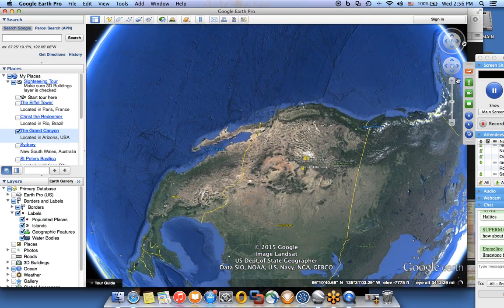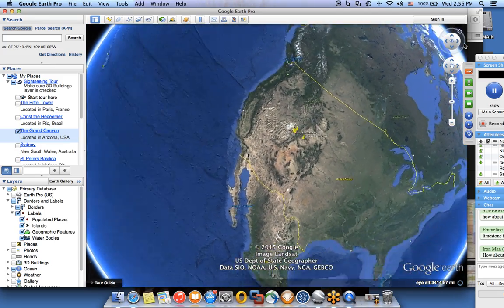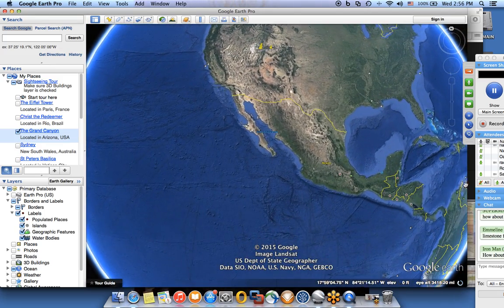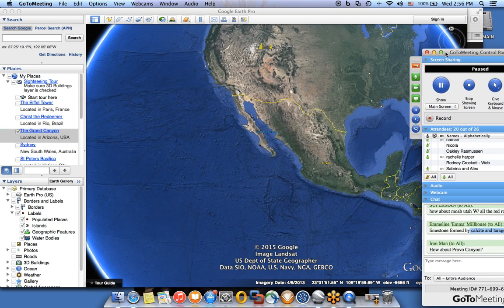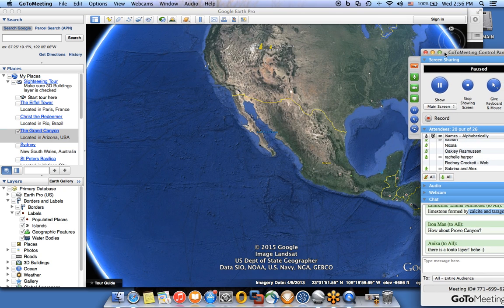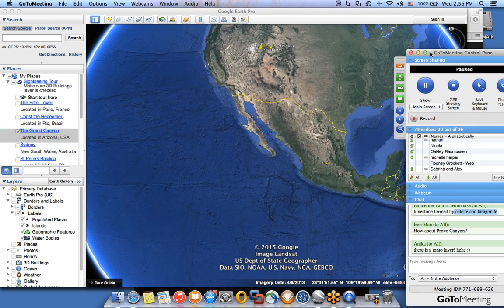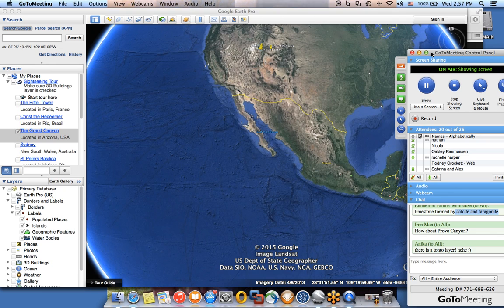So we saw the Salt Lake. Okay, let's put that upside down. All right, let's see. How about Provo Canyon? Okay. So in Provo Canyon. Yeah, let's go there.